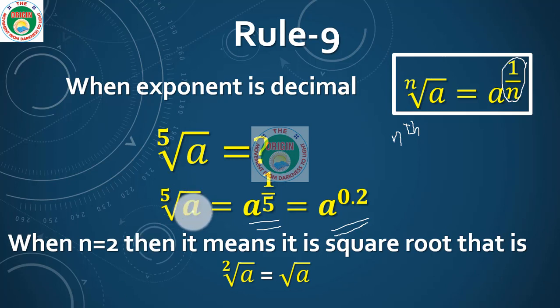Now this is the note. When n equals 2, it means it is a square root. In place of n, if you have 2, then it is equal to square root. We simply read it as square root of a. Write that point also in your classwork.